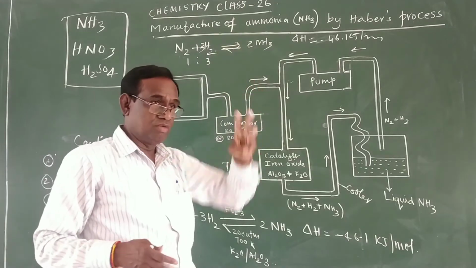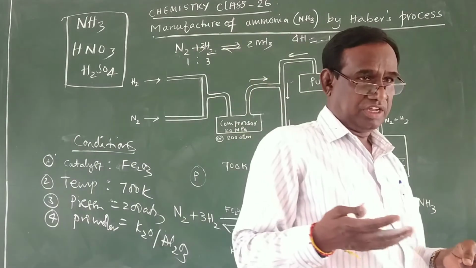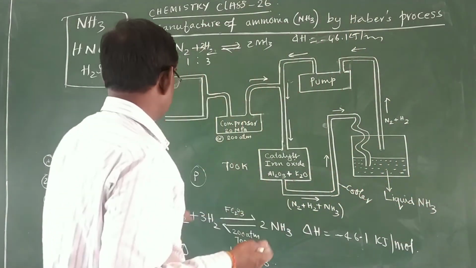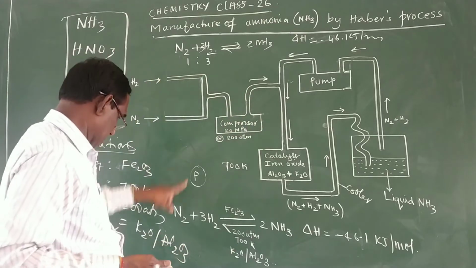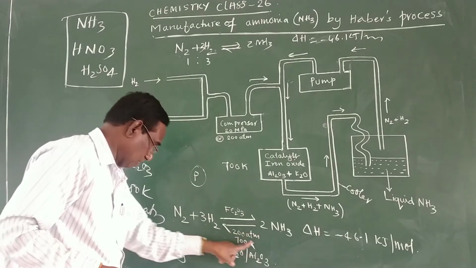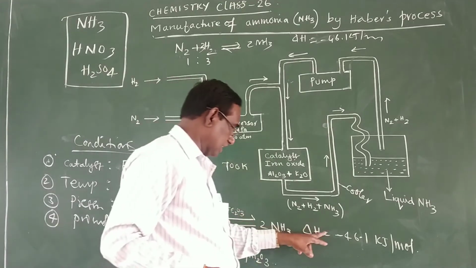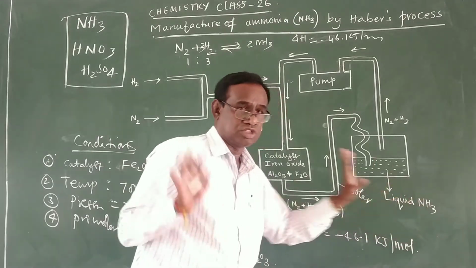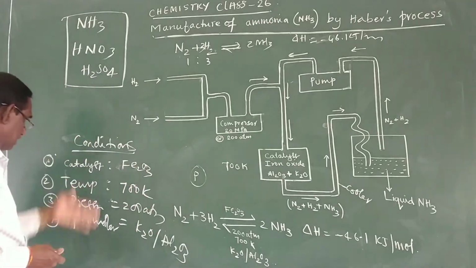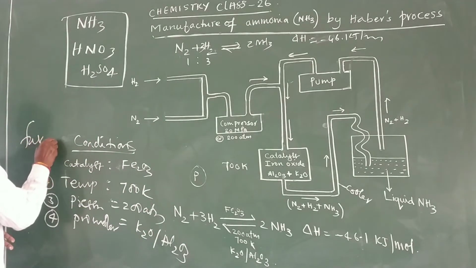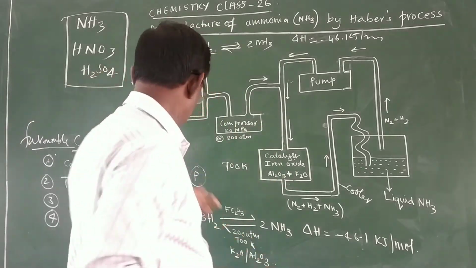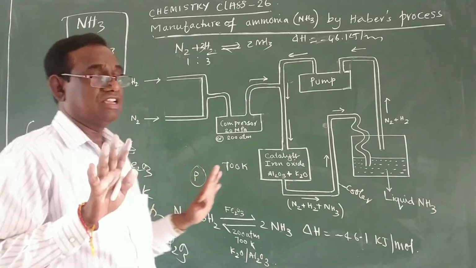3 mark question: How is ammonia manufactured by Haber process? Write the 3 points. First point is the labelled diagram, 1 mark, that is the equation N2 plus 3H2 gives 2NH3, with iron oxide, 200 atm, 700 Kelvin, K2O, Al2O3, delta H equal to minus 46.1 kilojoules per mole. So it is an exothermic reaction. Then the favorable conditions for the manufacture of ammonia according to Le Chatelier's principle. Write all these and you will get the 3 marks.